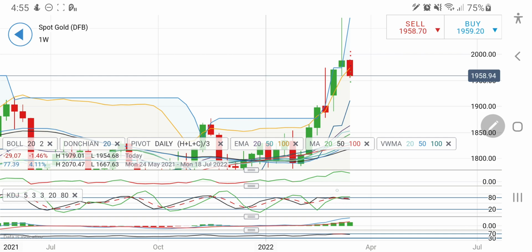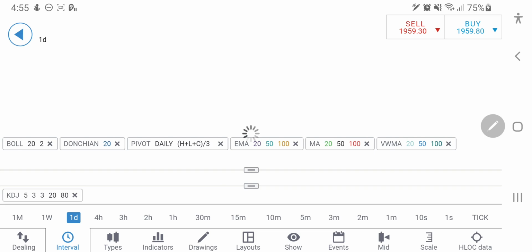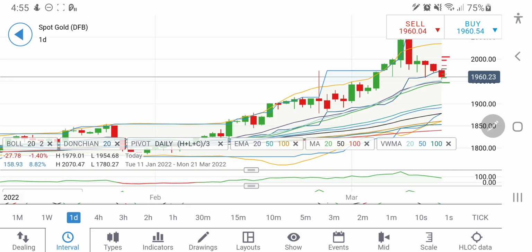It is overbought on the weekly charts. Probably it can try to give a red candle on the weekly charts too.